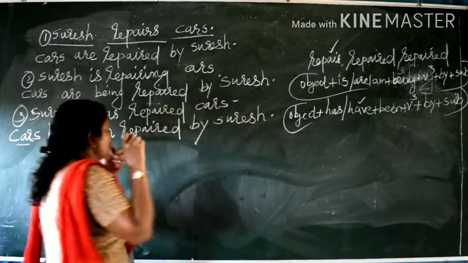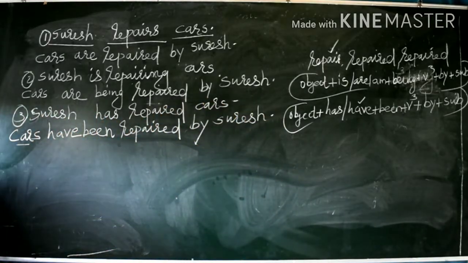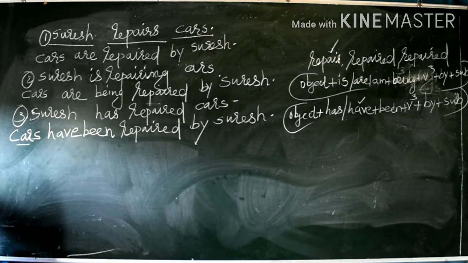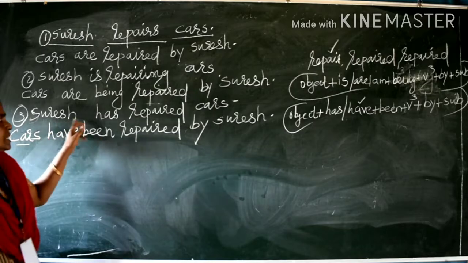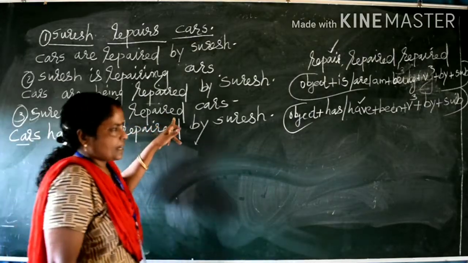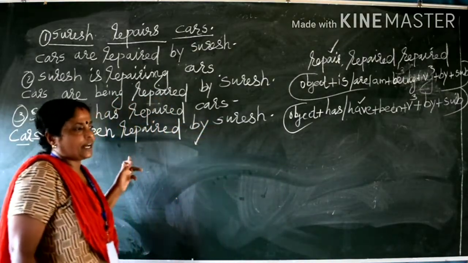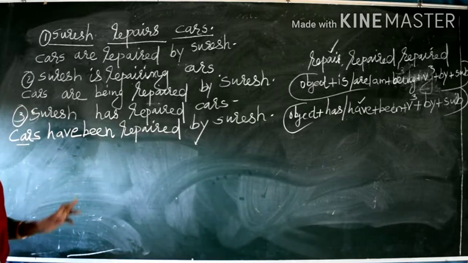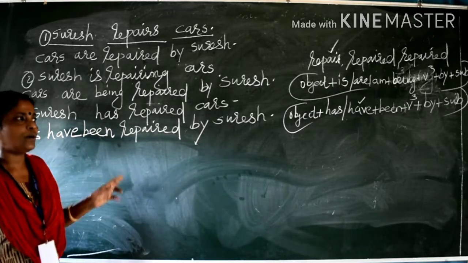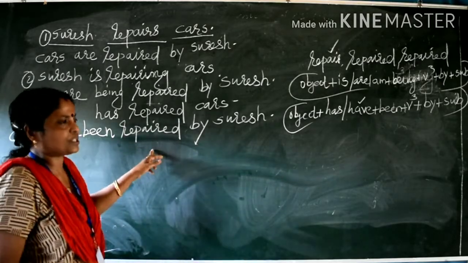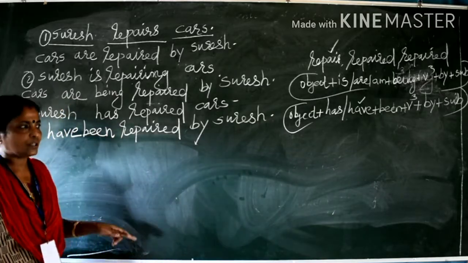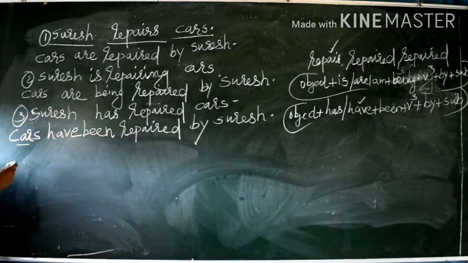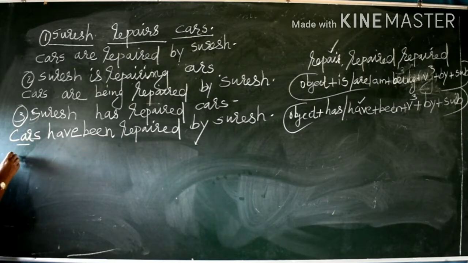And again, the fourth tense of the present is present perfect continuous tense, that is, Suresh has been repairing cars. But children, this tense has no passive voice at all. We cannot change it into passive voice. So I will go straight into past tense. Now simple past I will go.